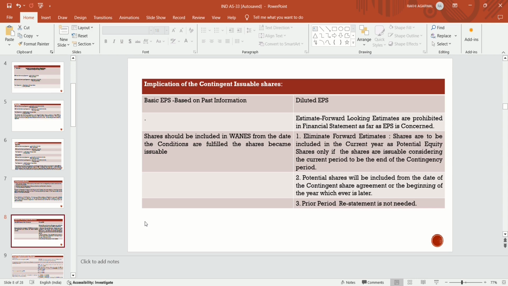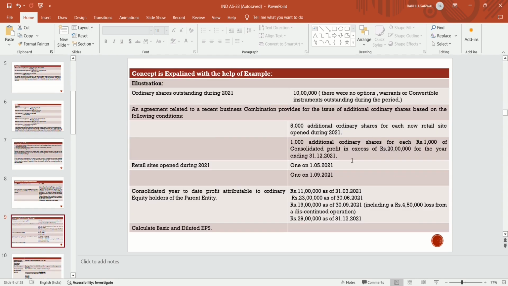From which date should it be included? From the date of contingent shares agreement, from the date the agreement is made, or beginning of the year, whichever is later. So potential shares are included in the WANAS from the date when the agreement is prepared or the beginning of the year, whichever comes later. Prior period restatement is not needed. So we will explain this concept, contingently issuable shares, with the help of an example. Suppose, illustration, ordinary shares outstanding during 2021 is 10 lakhs.